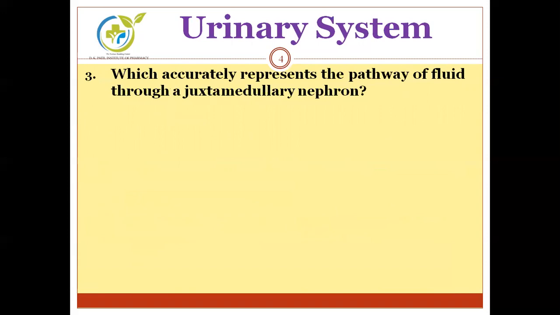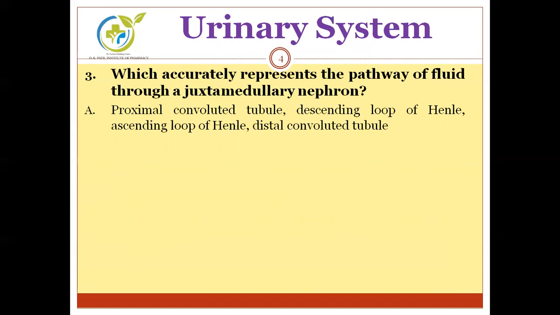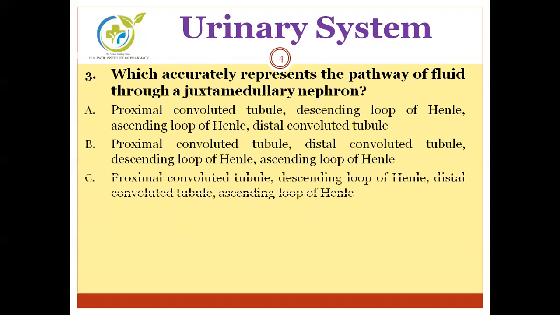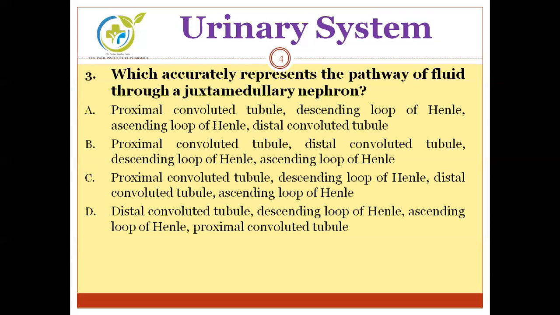Moving to the next question, which accurately represents the pathway of fluid through juxtamedullary nephron. Options are A. PCT, descending loop of Henle, ascending loop of Henle, and DCT. That is distal convoluted tubule. B. PCT, DCT, descending loop, ascending loop. C. PCT, DCT, descending loop of Henle, DCT, and ascending loop. D. DCT, descending loop, ascending loop, and PCT. We have to find out the correct pathway.